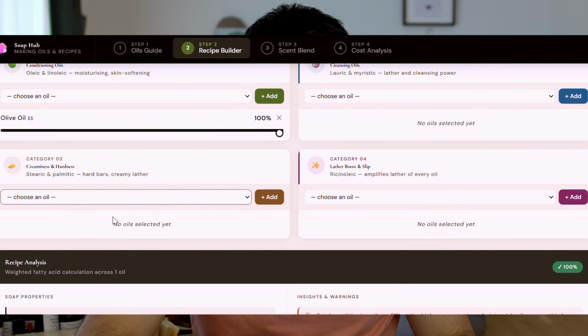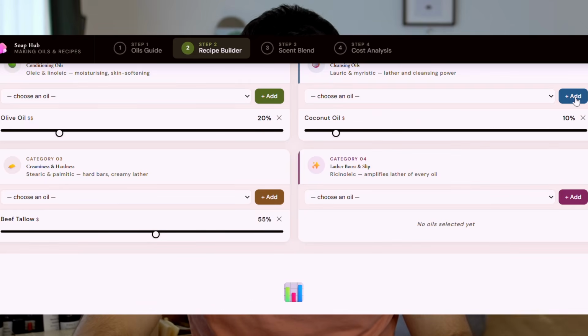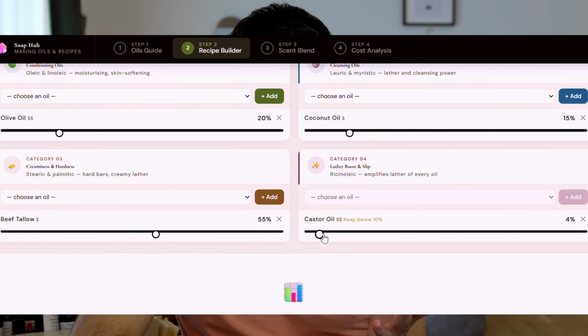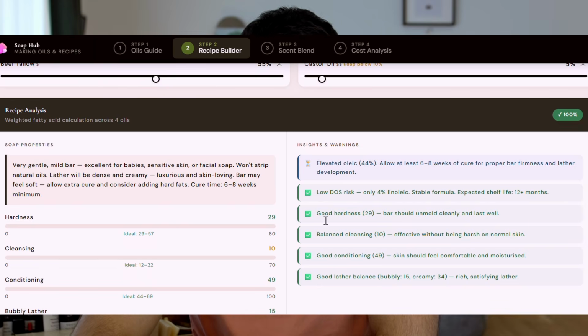So an example would be that we use, for example, beef tallow, and we use something like 55% beef tallow. Then we use, let's say, 15% coconut oil to add a bit of bubbles to your lather. We use 5% of castor oil that will add richness to your lather. And then we use 25% olive oil that will add these conditioning properties. And here it will say it has good hardness, balanced cleansing, good conditioning. So it's a very, very balanced bar overall.